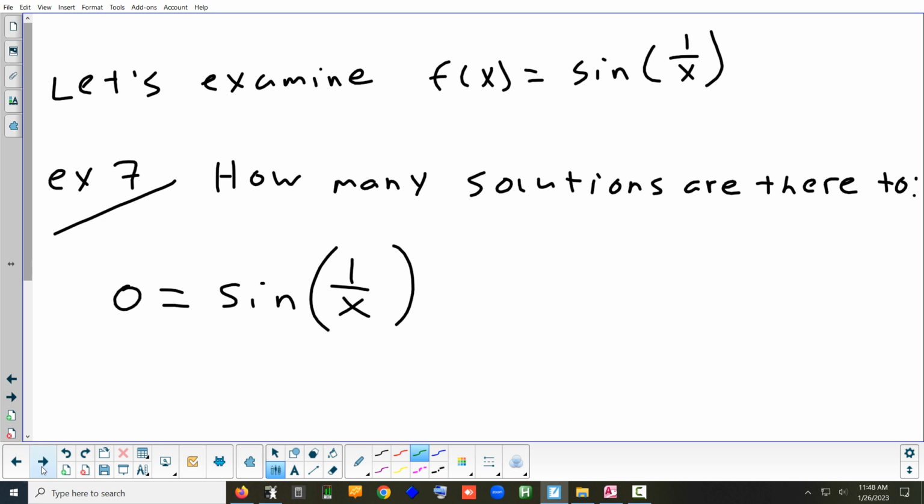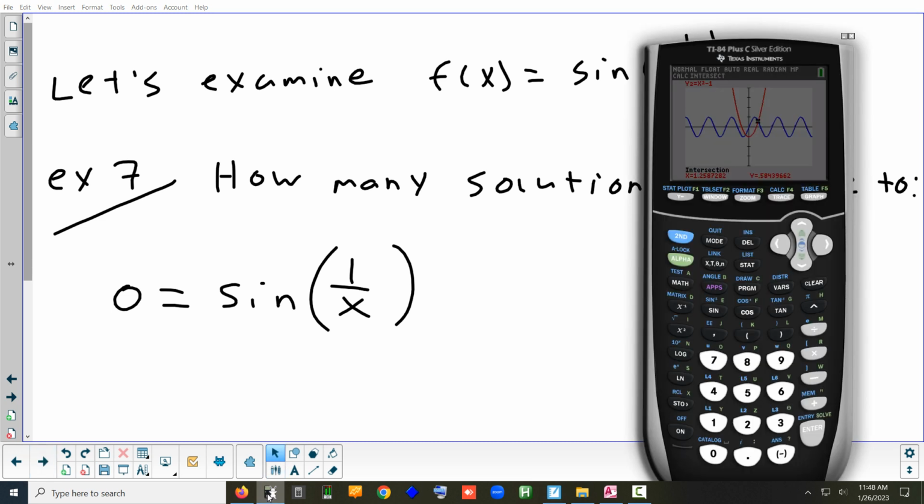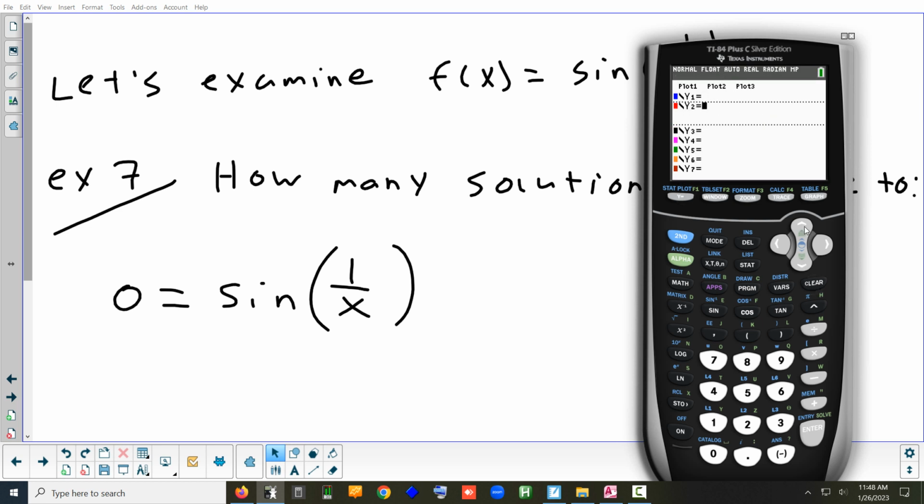This one, I'm just going to graph it. I'm not going to get into it too much right now. I just want you to see what it looks like. But I want to see where sine 1 over x crosses the x-axis. Let's do zoom 7.